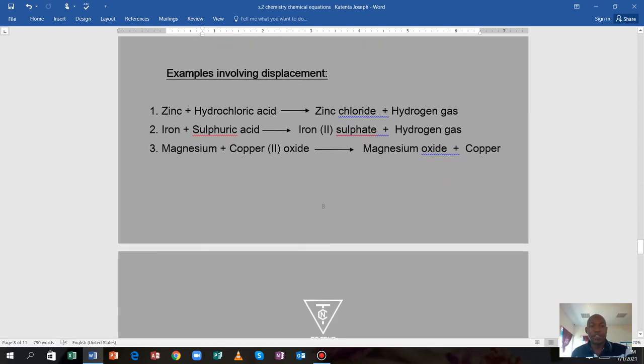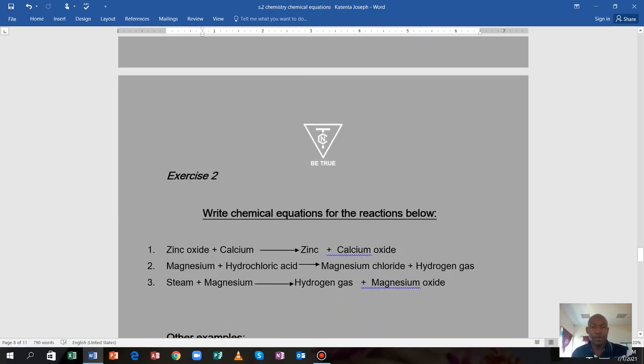Now we get to another set of examples. This one is the set that involves a reaction in which a gas is displaced or another substance is displaced from its compound. 1. Zinc plus hydrochloric acid to form zinc chloride and hydrogen gas. Please try out number 1, number 2, and number 3 by yourself.